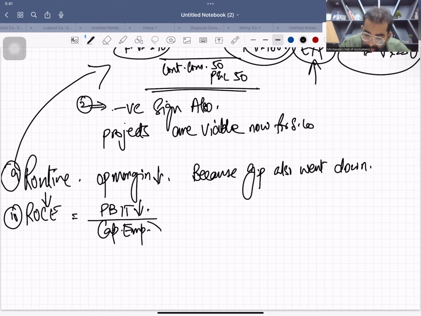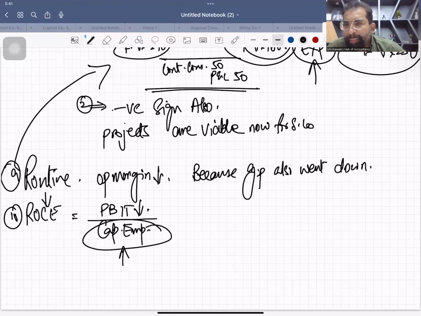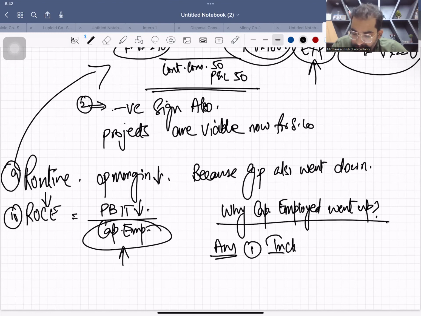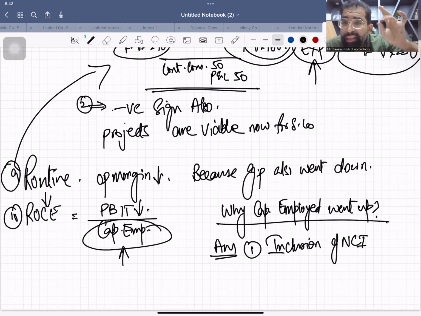And the second thing is your capital employed went up. If you compare last year's capital employed with this current year, the capital employed went up. Now, why did the capital employed go up? A few reasons. One reason I taught you in a question named Gregory. Answer, number one is inclusion of NCI. Do you know that NCI is part of the equity packet in the consolidated books?